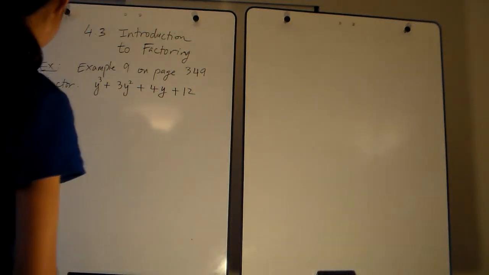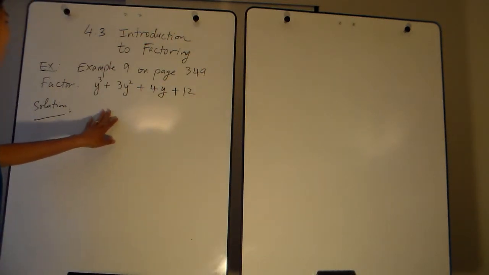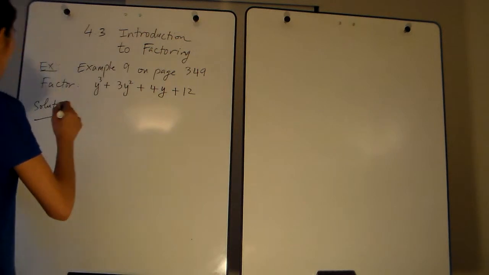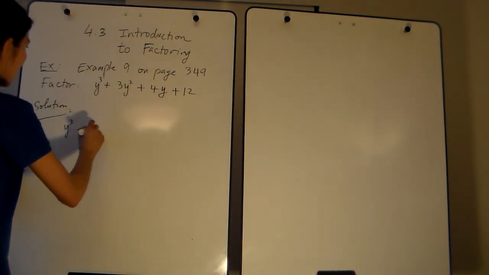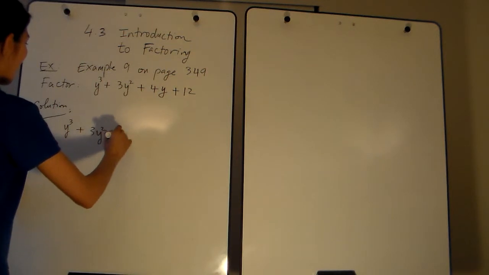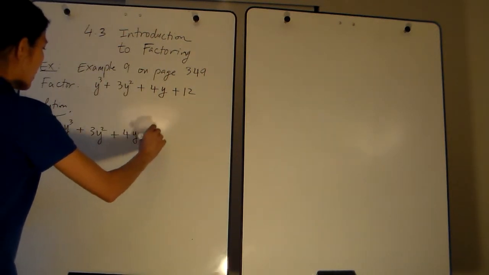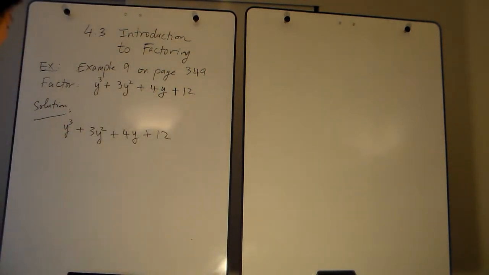Example 9 on page 349. Factor out 4 terms. Okay, let me rewrite the original problem. y cubed plus 3y squared plus 4y plus 12. All right. Now, how do we factor 4 terms?